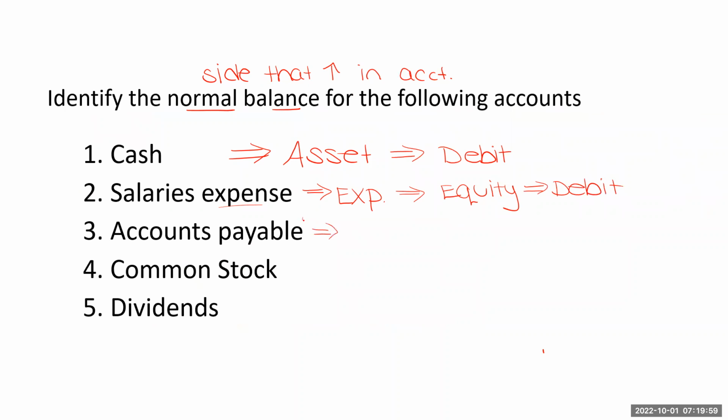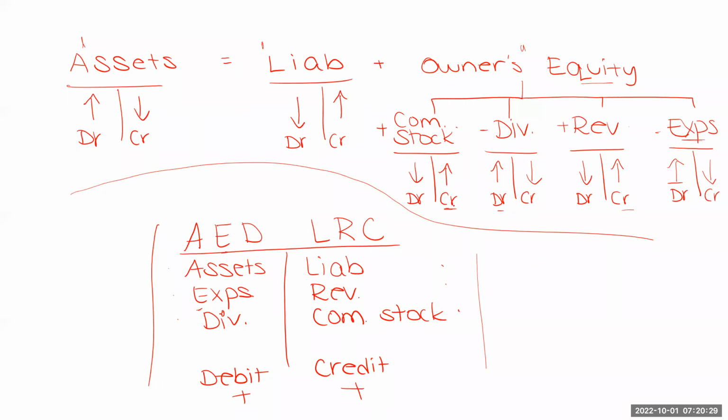Accounts payable. That term payable, anytime you hear that, that's a liability. All liabilities have a credit normal balance. Common stock is an equity item. Common stock increases equity. Therefore, it has to have the same balance as equity, which is credit. And if you forget, you can always go back here. The side that increases common stock is credit.